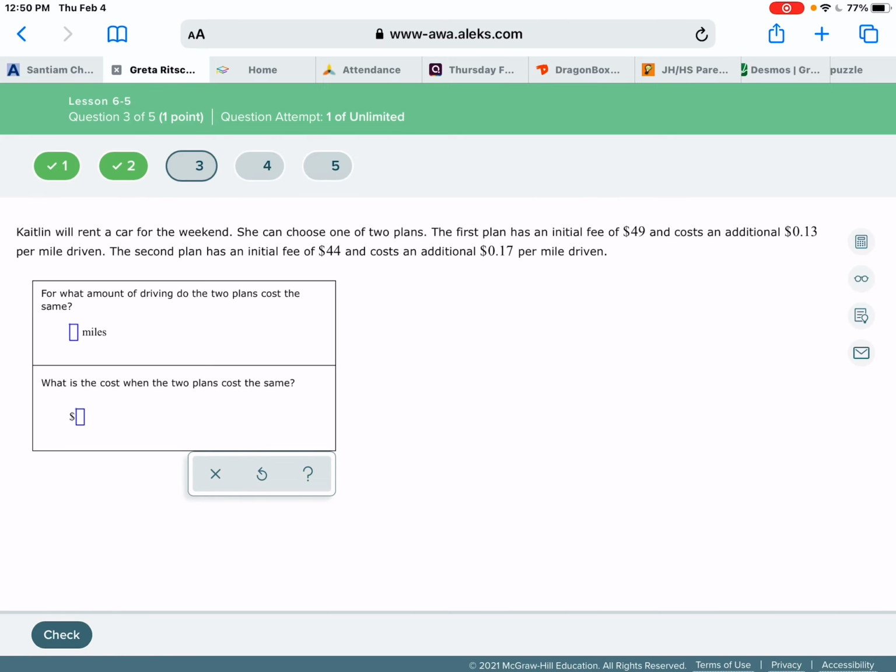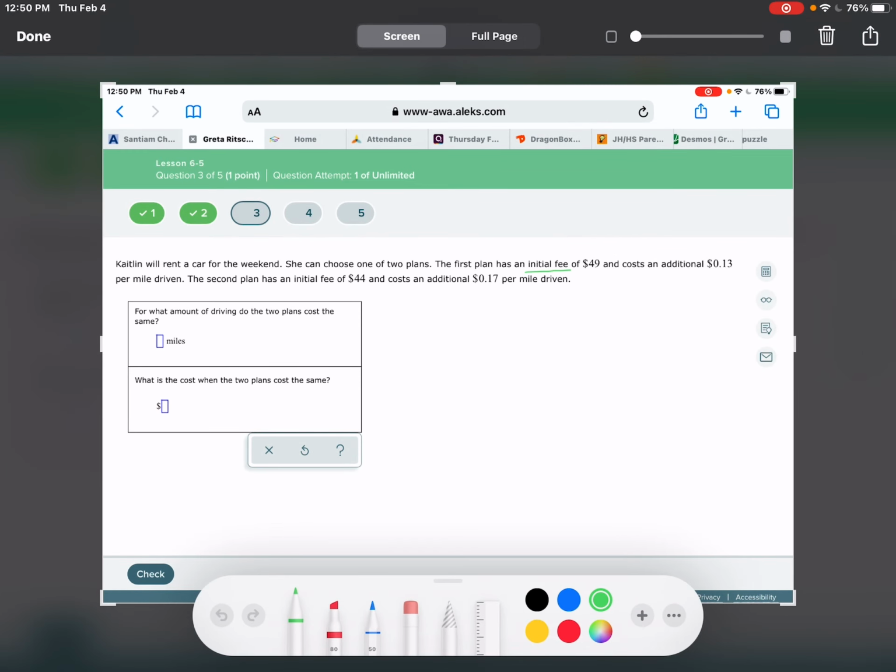Caitlin will rent a car for the weekend. She can choose one of two plans. The first plan has an initial fee. You know what that reminds me of? Y-intercept, a starting place, and costs an additional 13 cents per mile. That would be a rate or a slope. And then we have another situation for the second plan.